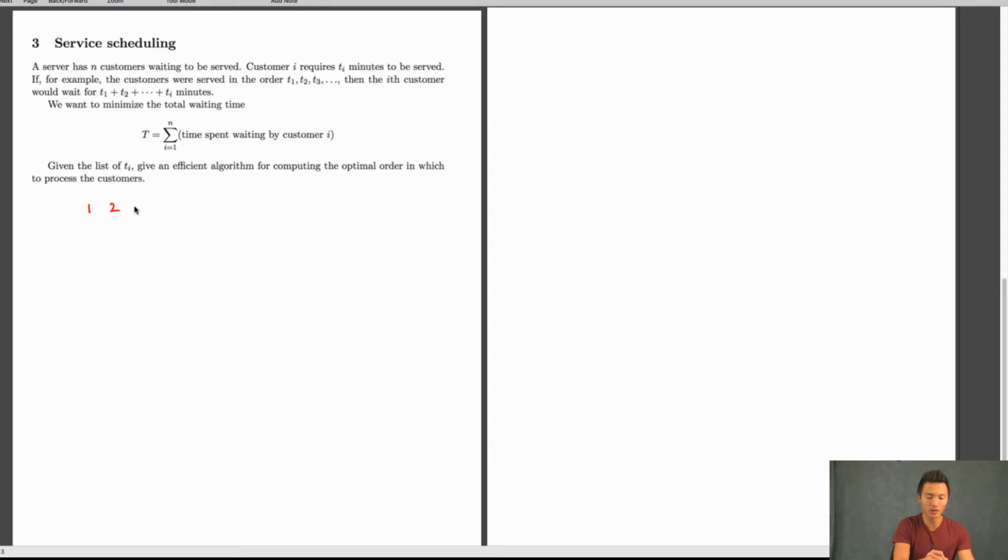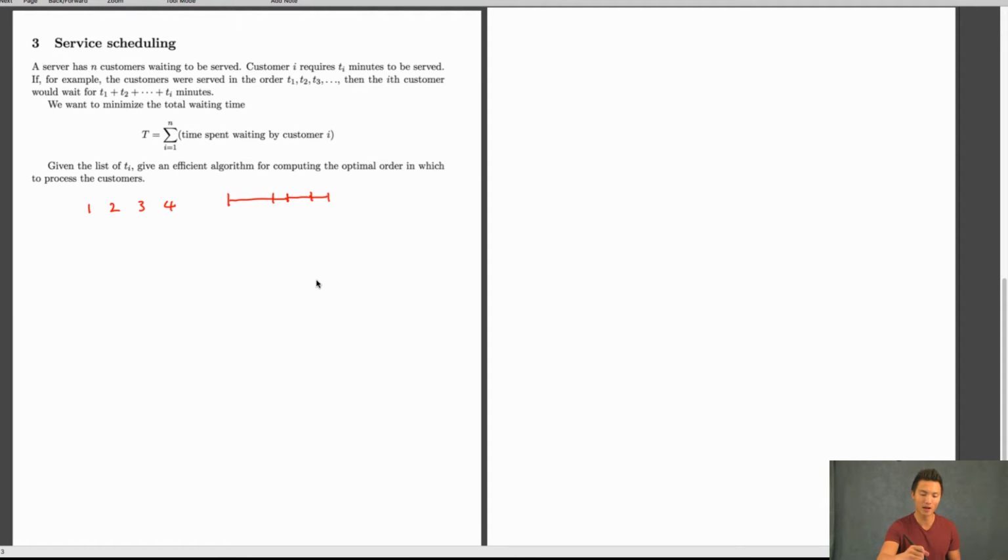So if I had 1, 2, 3, 4 customers like this, and my ordering is something like this, let's say my times. Then for customer 1, there's 0 wait time. For customer 2, there's a wait time of T1. Customer 3 has wait time of T1 and T2. And customer 4 has wait time of T1, T2, and T3. And so we want to minimize the time that we spend in total, right? The total cost of all customers waiting.